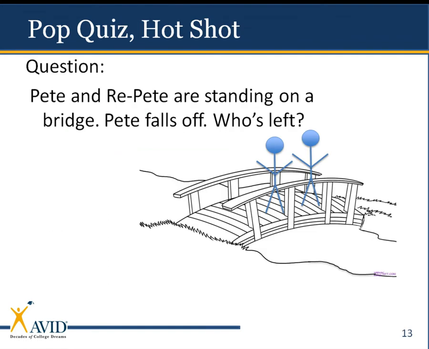Pop quiz, hotshot. Pete and Repeat are standing on a bridge. Pete falls off. Who's left? Repeat. Okay, Pete and Repeat are standing on a bridge. Pete falls off. Who's left? Don't ask me to repeat it.